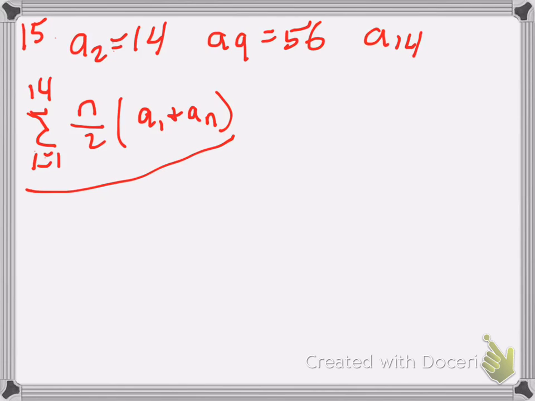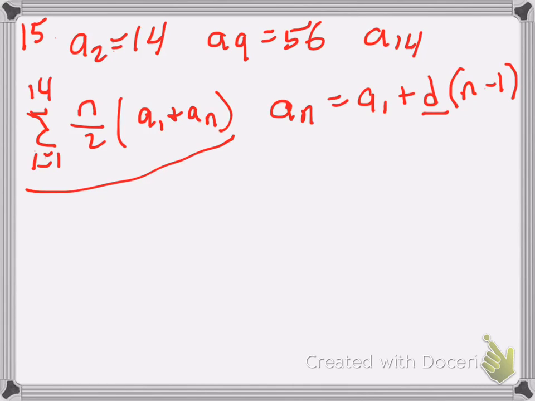So in order to be able to find a sub 14, I've also got to use our general formula for a sub n of an arithmetic series, or arithmetic sequence. And so a sub n, we have a1 plus the common difference d times n minus 1. And before we can do anything else, we've got to figure out what d is. We've got to find d.